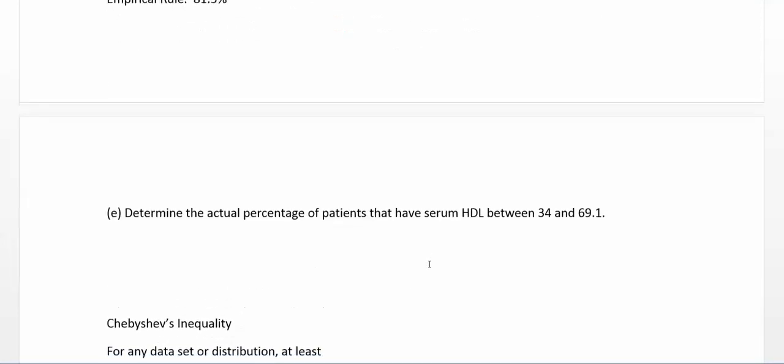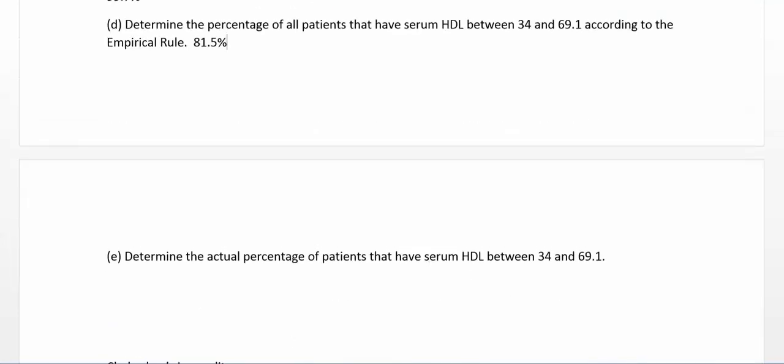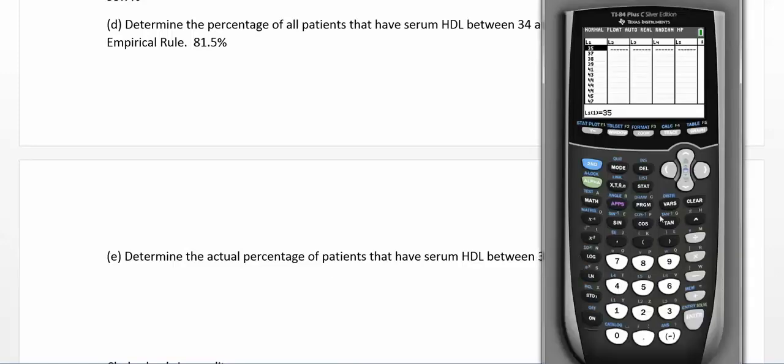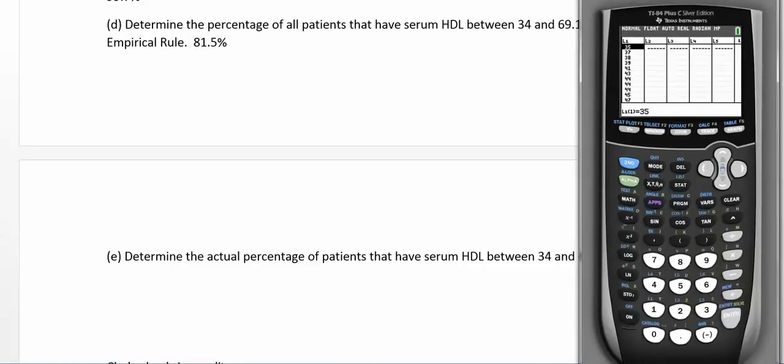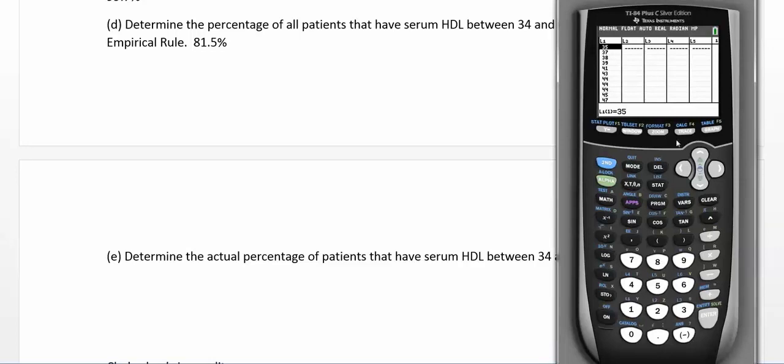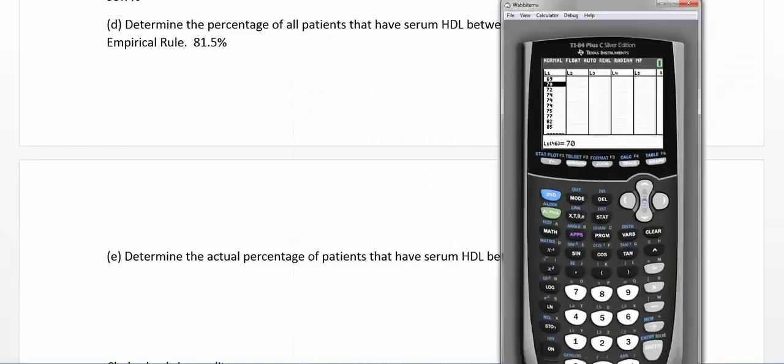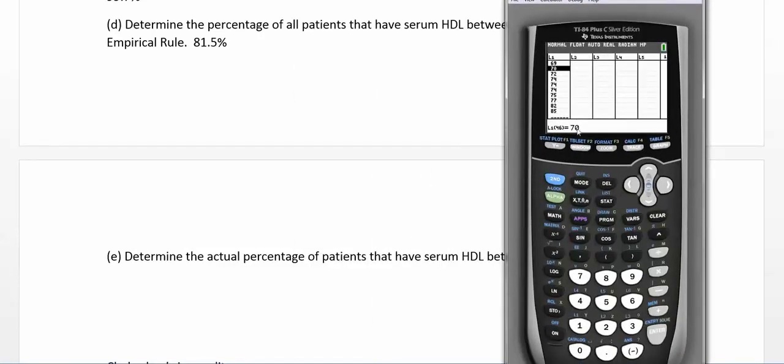And when I go back into my list, let's put it in order. And I want to know between 34 and 69.1. So let me count the ones that are not 34. So that would be, oh, that's nice. Okay, so none there. All right, so 1, 2, 3, 4, 5, 6, 7, 8, 9. 9 of them above 69. So of the 54 observations, there are 45 of them that fit within that range.